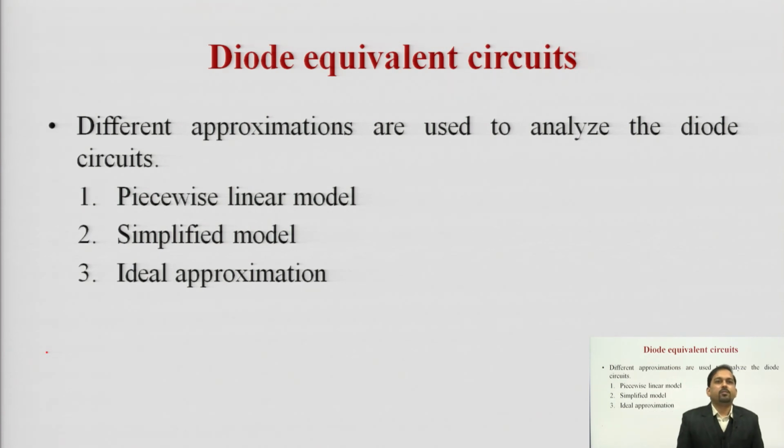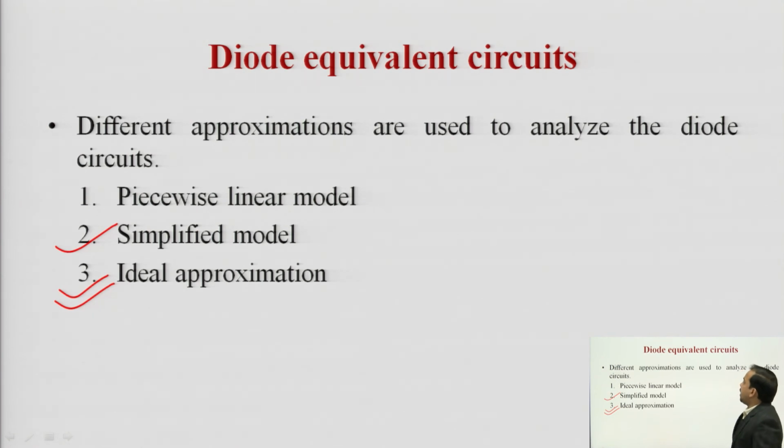We can learn the equivalent circuit in three different ways. First is the piecewise linear model, after that the simplified model, and after that the ideal approximation. In most numericals we can use the simplified model, but for power supplies we can use the ideal approximation. So, what is the diode equivalent corresponding to the piecewise linear method?